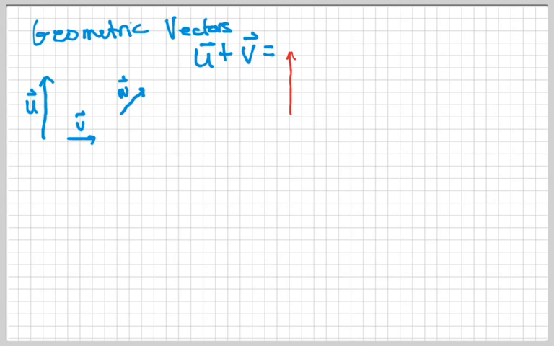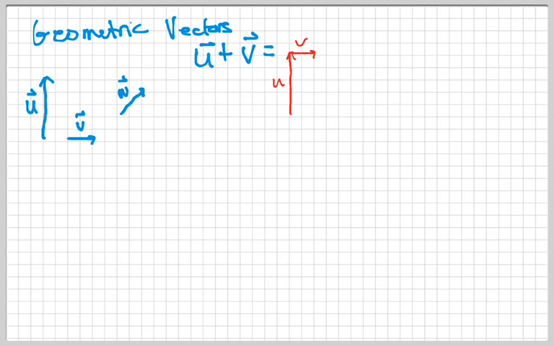So that's u. I'm going to add v to that. So I'm just going to take a copy of v. I'm going to copy that and paste it over there. So I'm going to draw that. V is 1, 2 blocks over to the right. So there's v. So here's u and v.